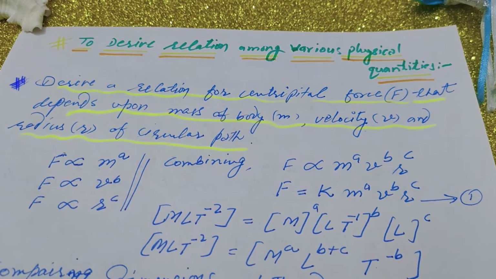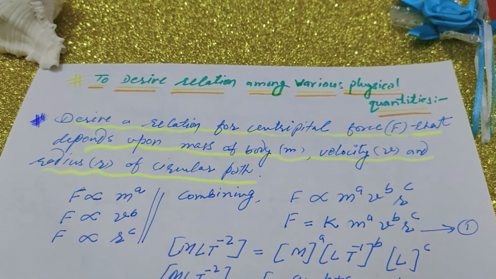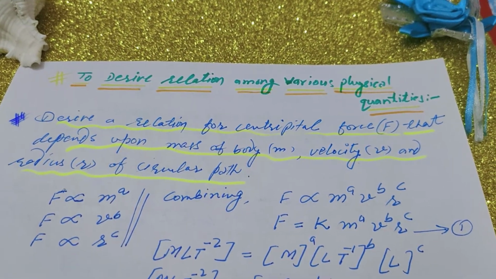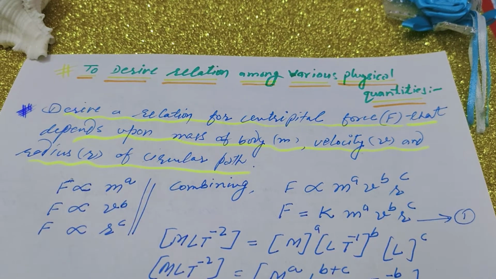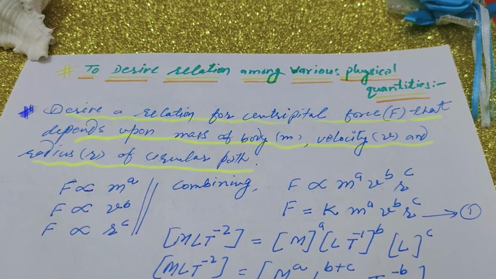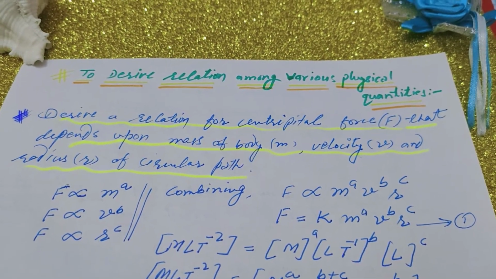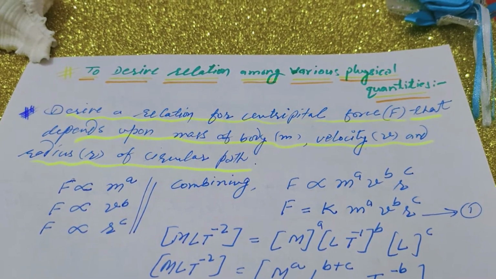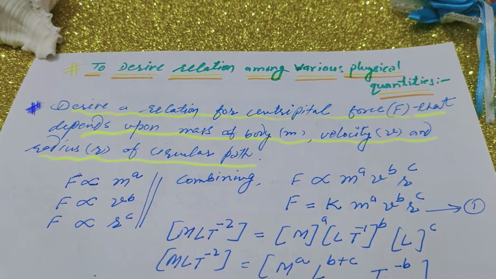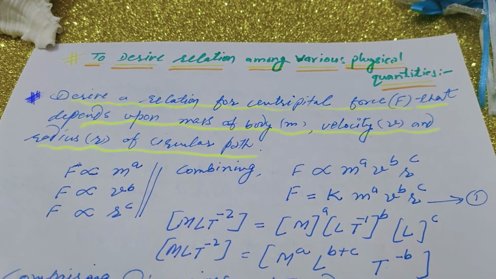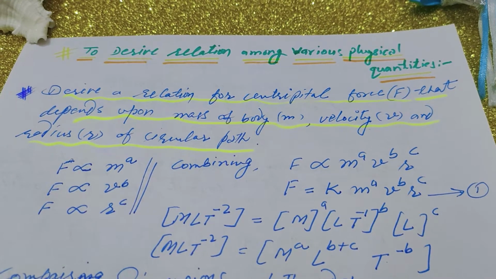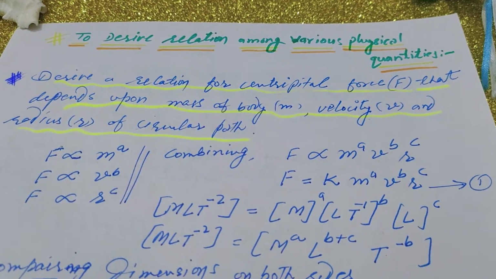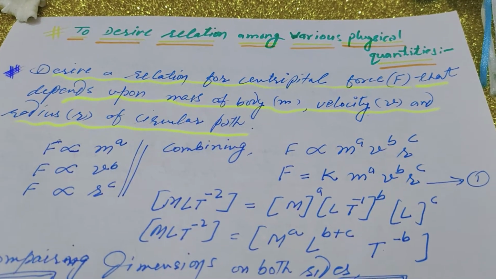So, dear students, today I will explain how to derive relation among various physical quantities. It is the second use of dimensional analysis. In the last topic, I had explained how to check the accuracy of a given relation among various physical quantities. And today I am going to tell you how to derive the relation among various physical quantities. To explain this, let's have a problem.